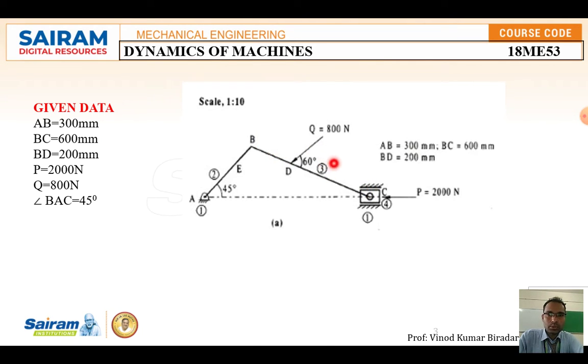I denote it here as 3. Here the angle is not given, just the 6 mm length is there. At point B, cut one arc and you are going to get one point, the intersection point. From that point you have to join this. That is element number 3.